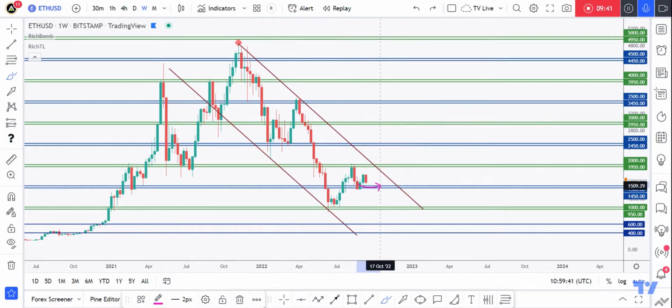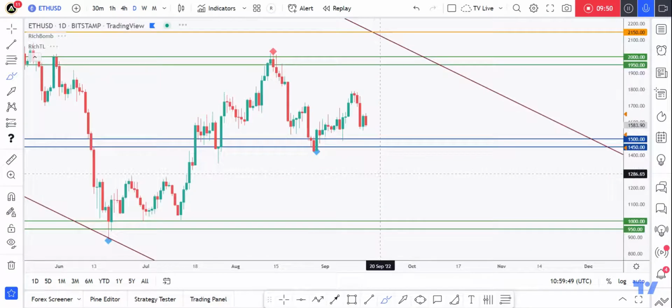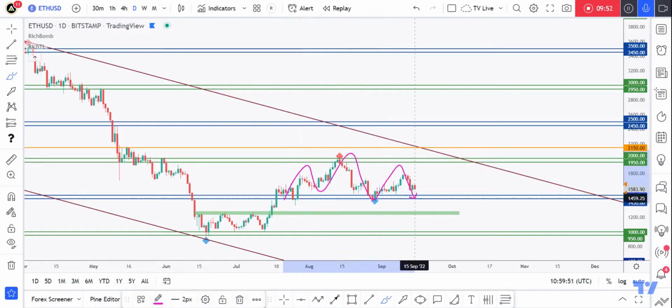For now, we are stuck here inside this, if you want to call it a floor, so support and resistance between 1.5k and 2k. If you go to the daily time frame, you can see a consolidation here, just like the one we saw on Bitcoin. This is a support. We'll be looking for a buy, unless it's broken downward, in which case we'll be expecting further movement downward to the 1250 or even to the 1k.